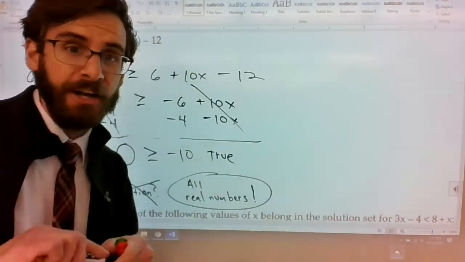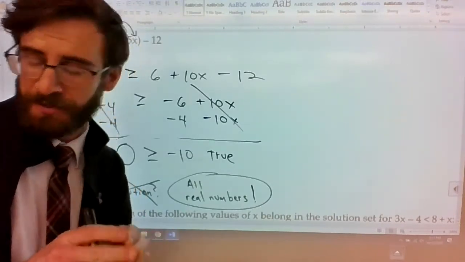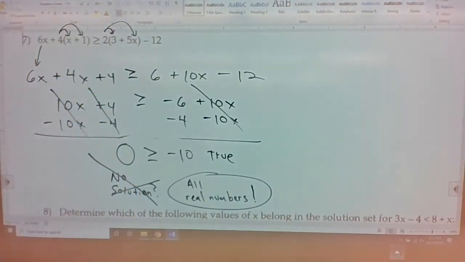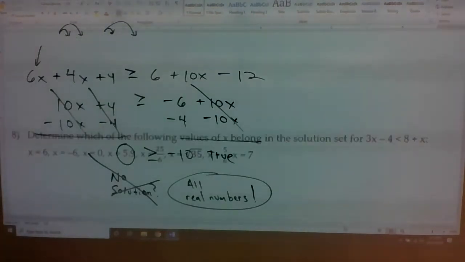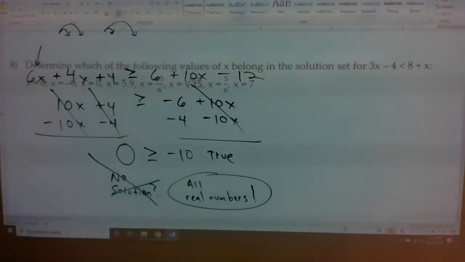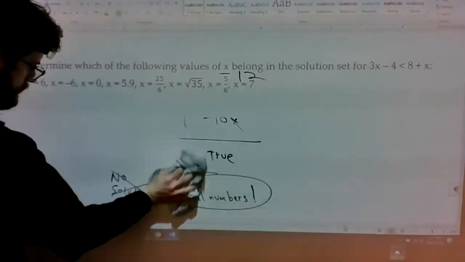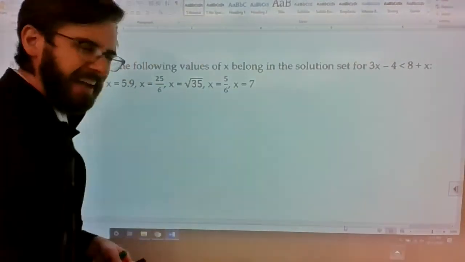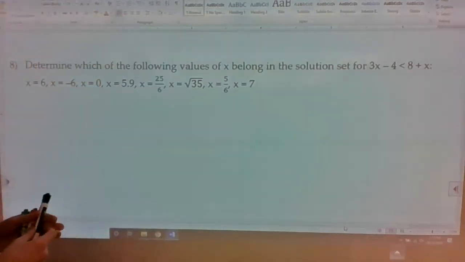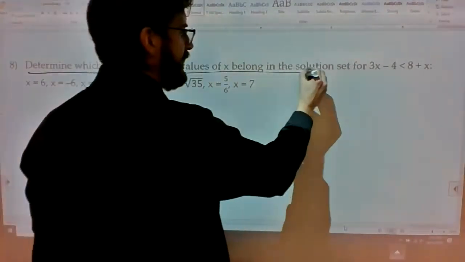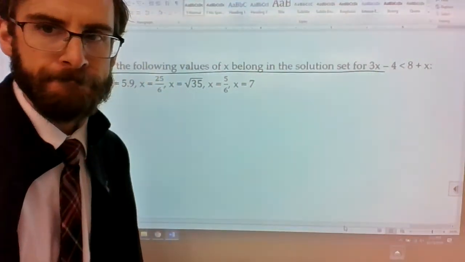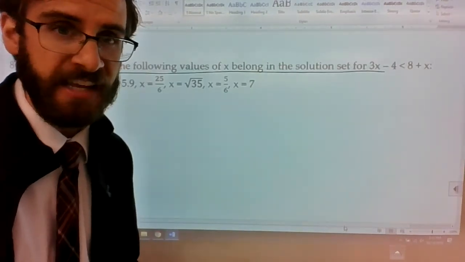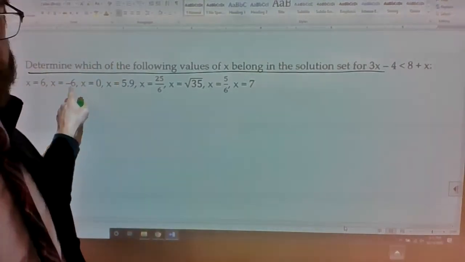All right, last one. I know this is a longer than usual video, but please stay with me. It's kind of asking a completely different question. Determine which of the following values of x belong in that solution set. So first of all, I want to see what the solution set looks like on a number line before I start asking questions about all of these things.